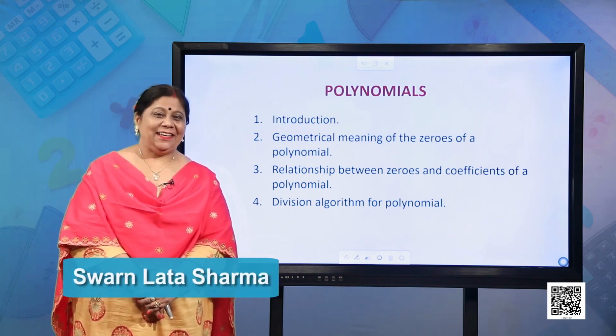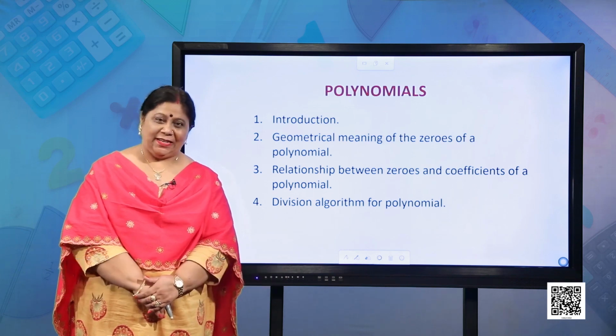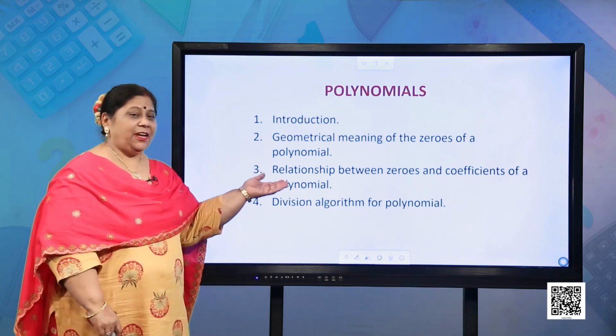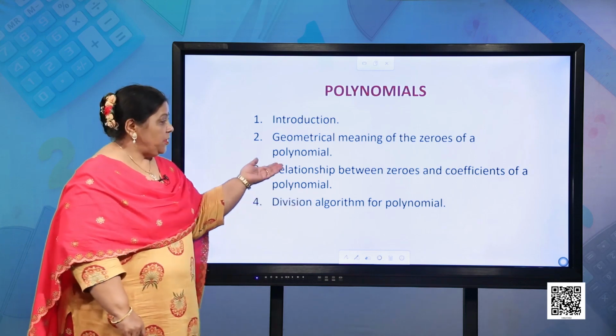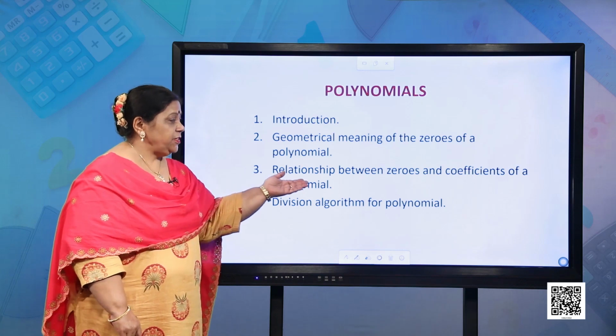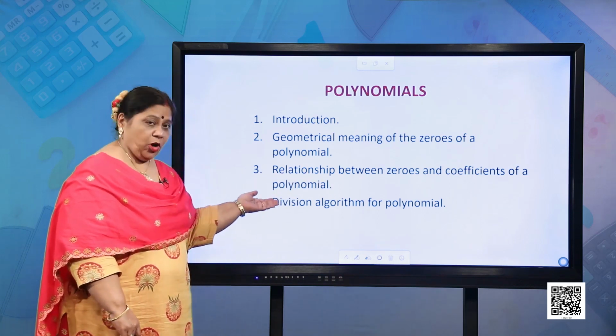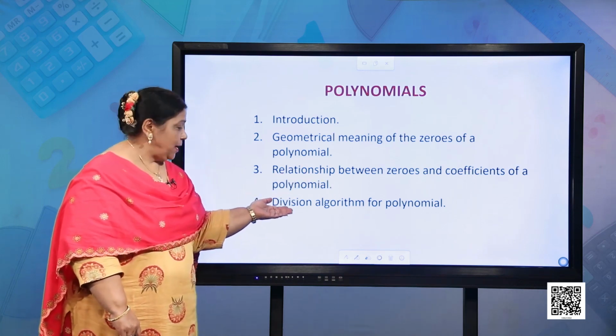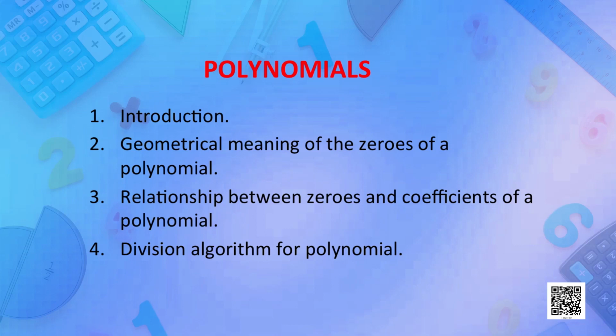Today let us start a new chapter on polynomials. In this chapter, we shall look into the introduction, geometrical meaning of the zeros of a polynomial, relationship between zeros and coefficients of a polynomial. We shall also study about the division algorithm for polynomial.